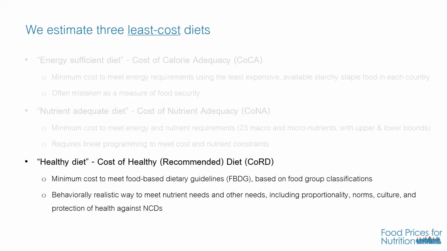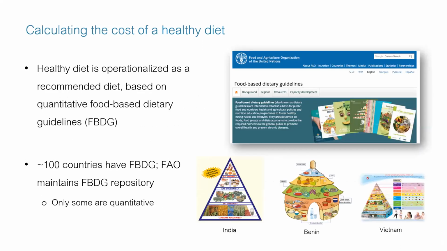Okay, so now I'll just transition. I'm going to talk a little bit more about this indicator, the cost of a healthy diet, because this is the main monitoring indicator that we focus on now in the project. So just to give you a very quick intuition of how this is calculated, the healthy diet, as I mentioned, is operationalized as a recommended diet. So it's based on food-based dietary guidelines, and they need to be quantitative in order for them to be costed out in a least cost diet.